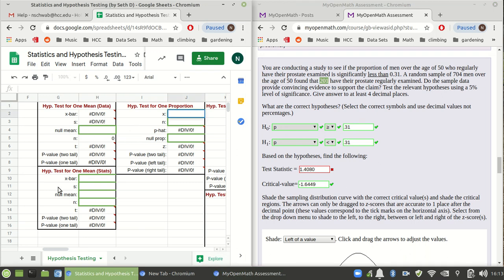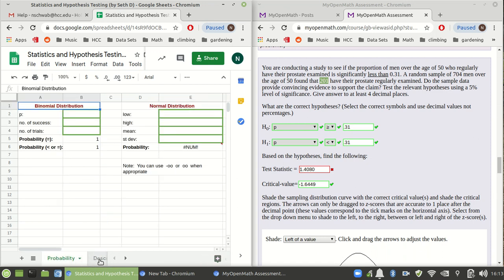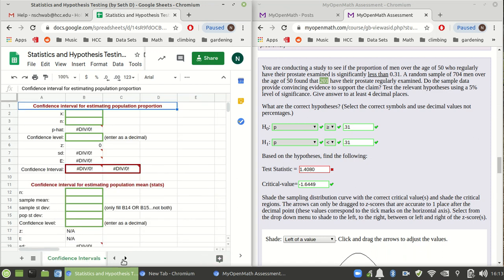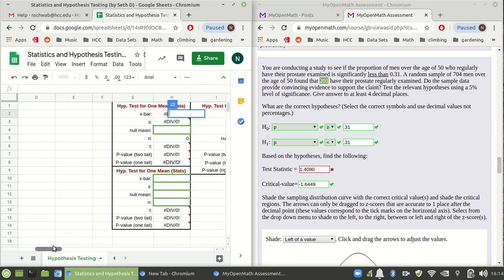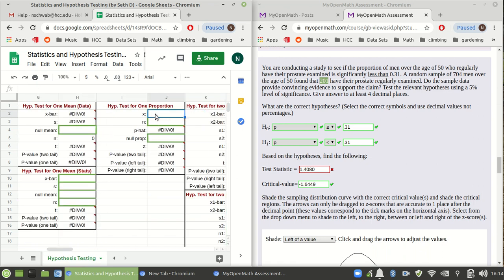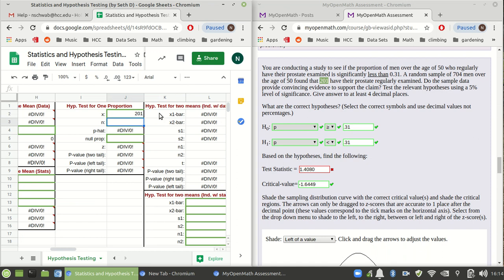So I'm in my Google Sheets, right? If you go down to the bottom, you have lots of different options for Google Sheets. And I'm going to go up to here. The hypothesis test for one proportion is one we want to use. Notice I've scrolled over to the right a little bit, right? So X is the number of successes, so there are 201. The number of people in my sample is 704, right?